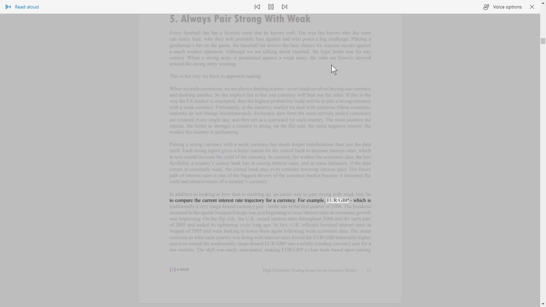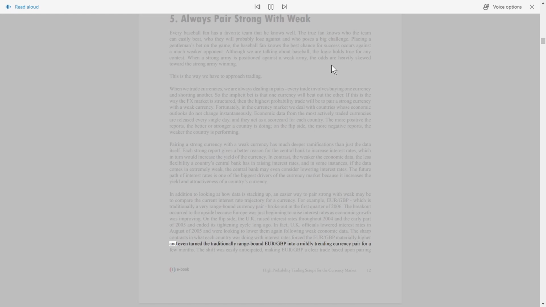For example, euro to pound sterling, which is traditionally a very range-bound currency pair, broke out in the first quarter of 2006. The breakout occurred to the upside because Europe was just beginning to raise interest rates as economic growth was improving. On the flip side, the UK raised interest rates throughout 2004 and the early part of 2005 and ended its tightening cycle long ago. In fact, UK officials lowered interest rates in August of 2005 and were looking to lower them again following weak economic data.